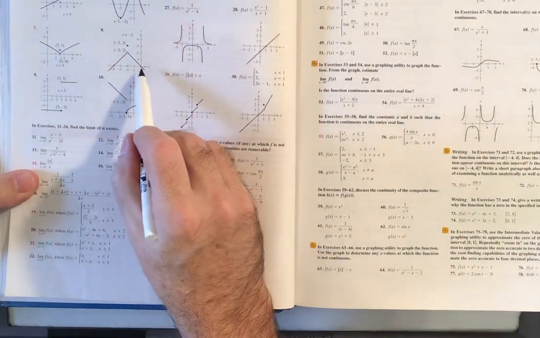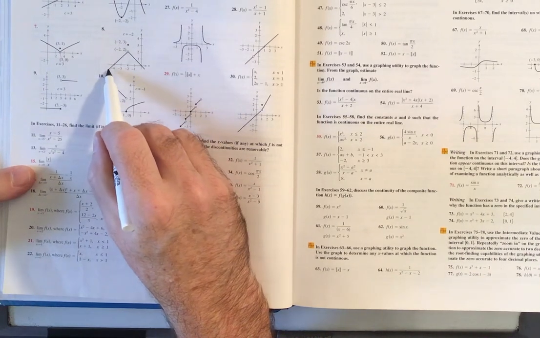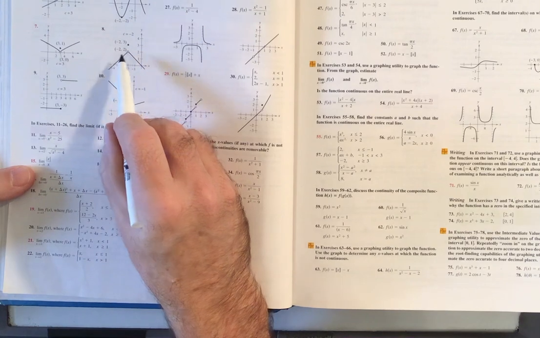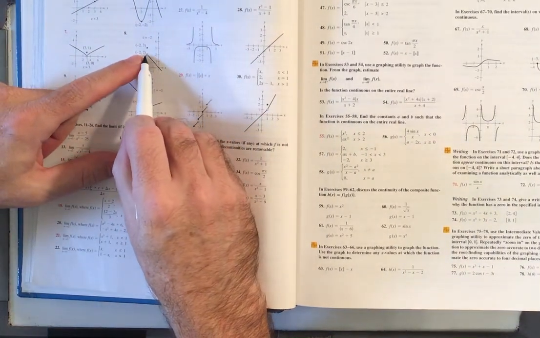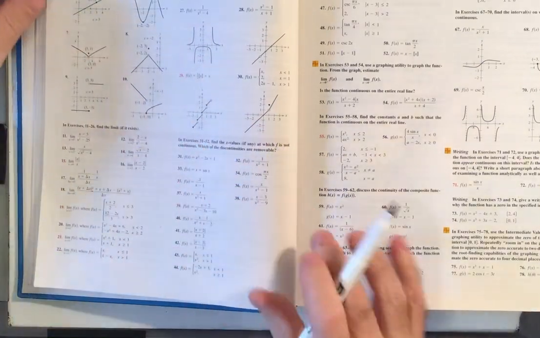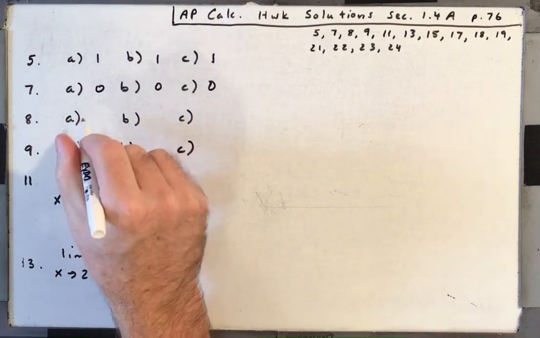Number 8, from the right, the answer is 2. From the left, the answer is 2. Do your hands come together from the right and the left? Yes, they do. So part C, the answer is also 2. So we've got a 2, 2, 2.